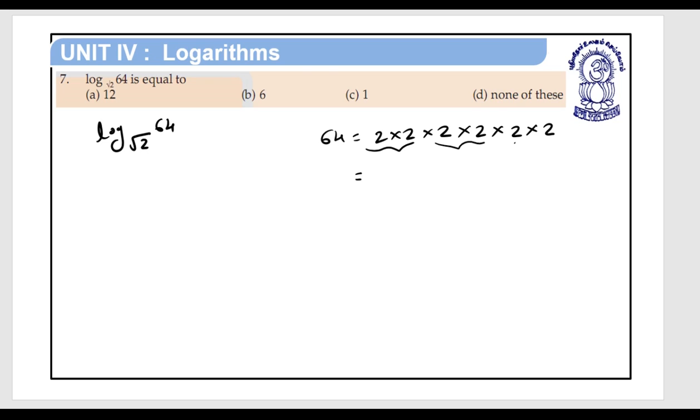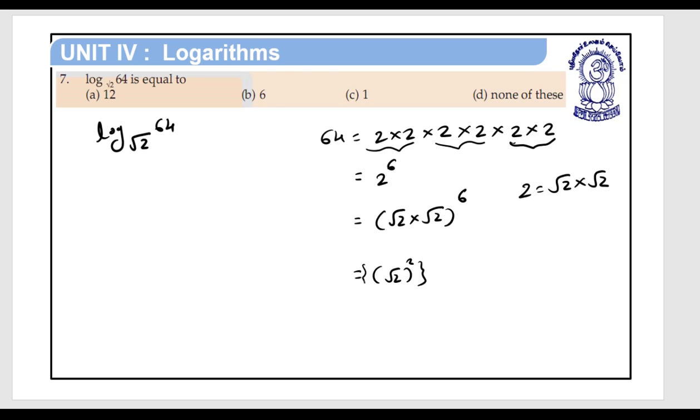1, 2, 3 means 6. So 2 raised to 6. Here 2 is equal to root 2 into root 2, so 6 twos are root 2 square, and 6 twos are 12. So root 2 raised to 12. Here we can put the value of 64 in the form of root 2: root 2 raised to 12.